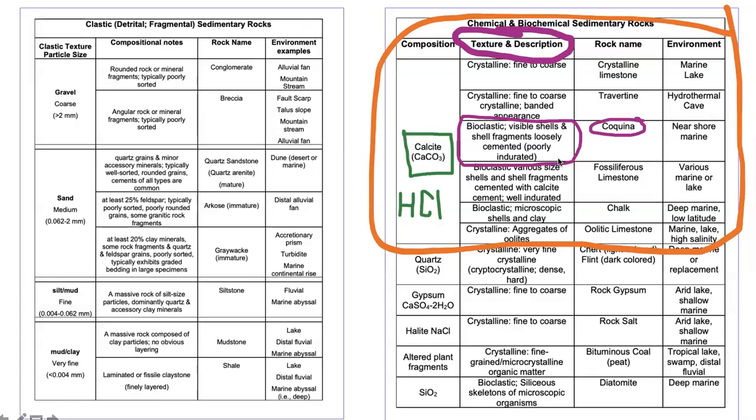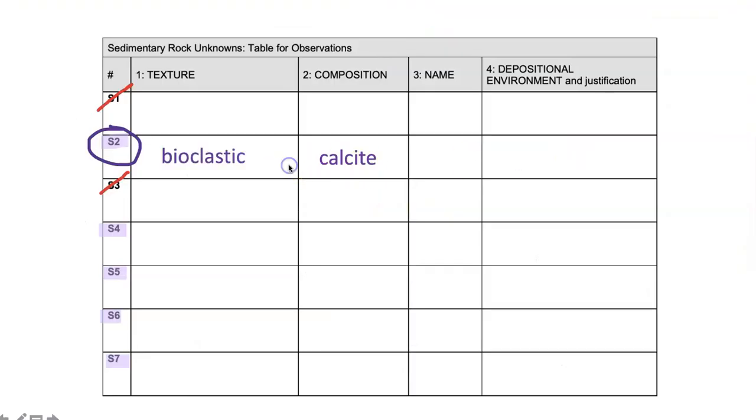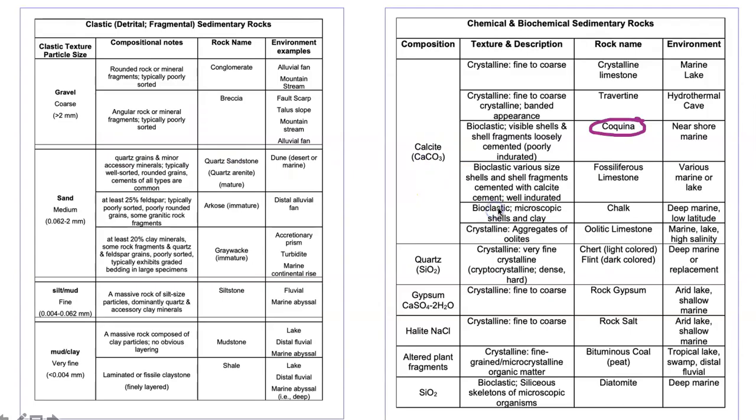And so we have a coquina for rock S2. We're going to put the texture as bioclastic. We're going to call it coquina. And then we're going to see where the environment is. And this says a near shore environment. And it also says marine.